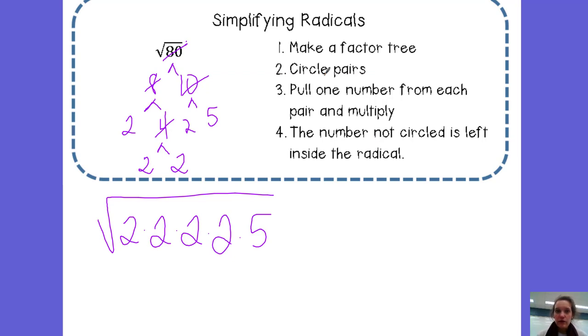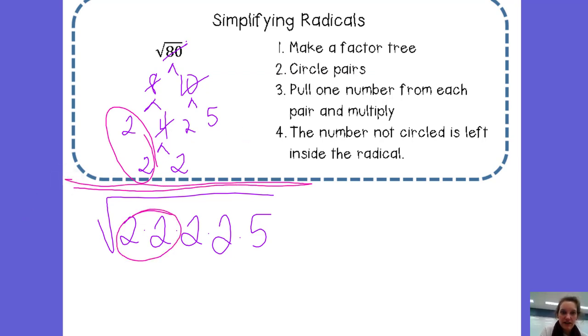Okay, now I'm going to circle the pairs. So I have a pair of 2's, and you can see it here. This top part and this bottom part represent the same thing, but they just look a little bit different. I'm going to circle a pair of 2's, and then in a different color, circle another pair of 2's. And then I don't have a pair of 5's. I only have one 5, so I'm not going to circle the 5 because I don't have a pair of 5's.